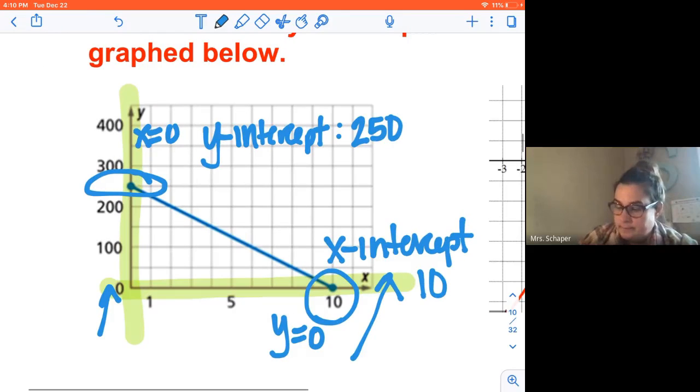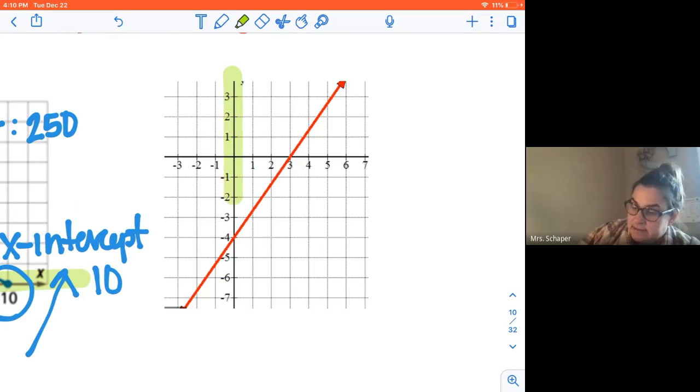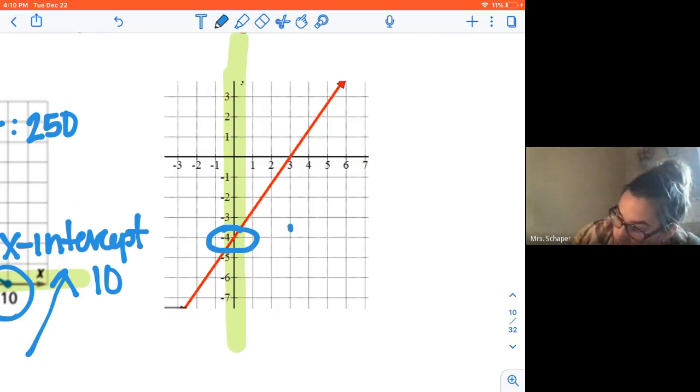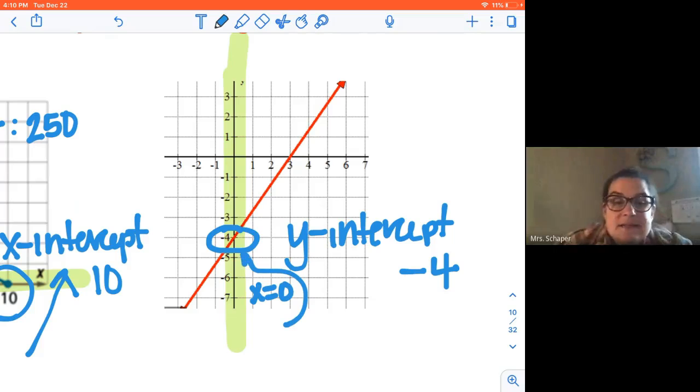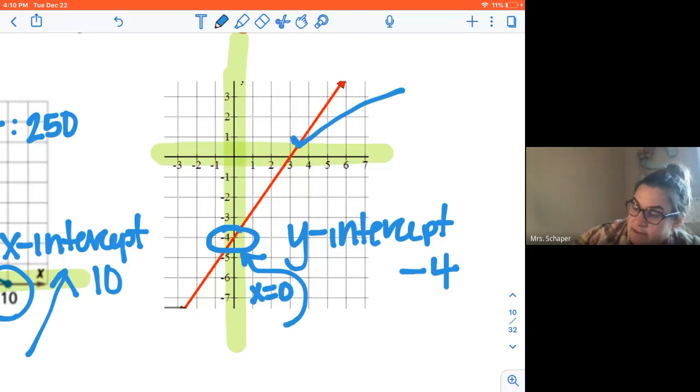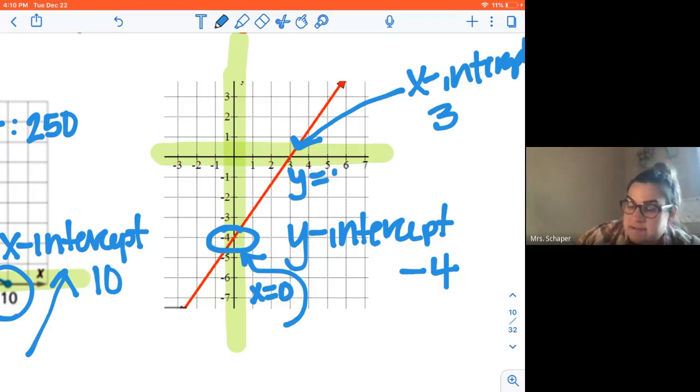Take a look at this one. Here's my y-axis. It crosses the y-axis at -4. So my y-intercept is -4, and that's when x equals 0. My y-intercept is when x equals 0. My x-axis is right here. My x-intercept is 3. And that's when y equals 0. So that's what we're looking at here, where y equals 0.